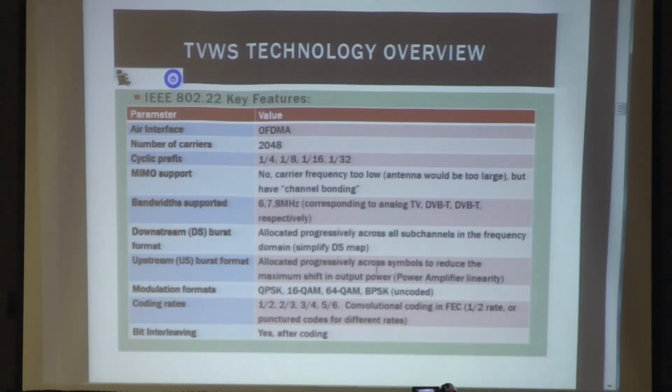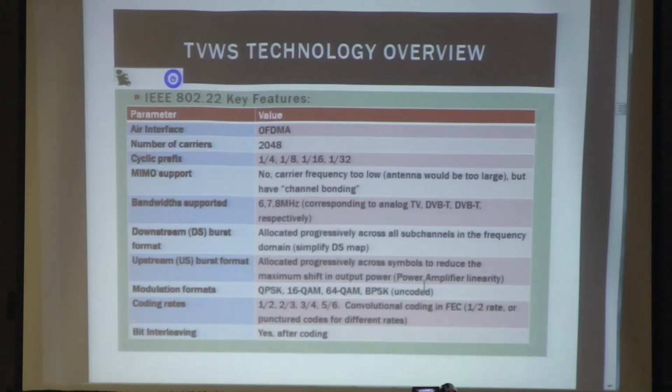there's been some optimization done in how you allocate the data across all the symbols to try to reduce the maximum phase shift in output power. So they've actually tried to think ahead and improve the linearity of the power amplifier on the transmitter. The modulation formats can be QPSK, 16 QAM, 64 QAM, and BPSK, again similar to LTE. And the code rate is also quite similar to LTE.